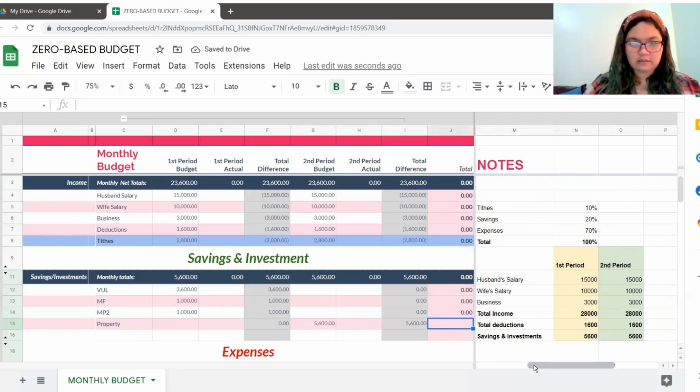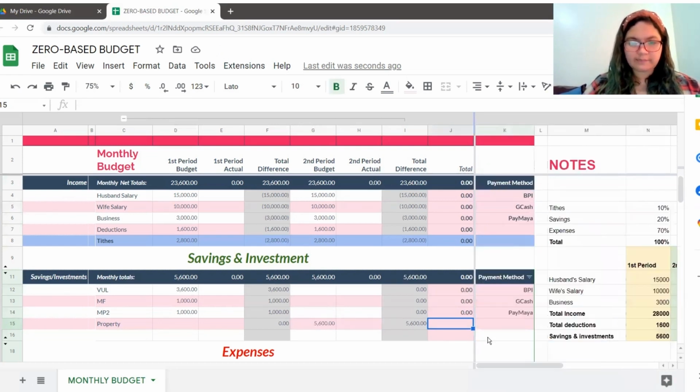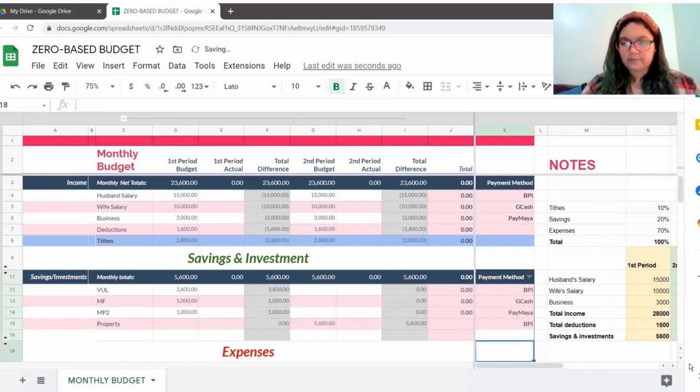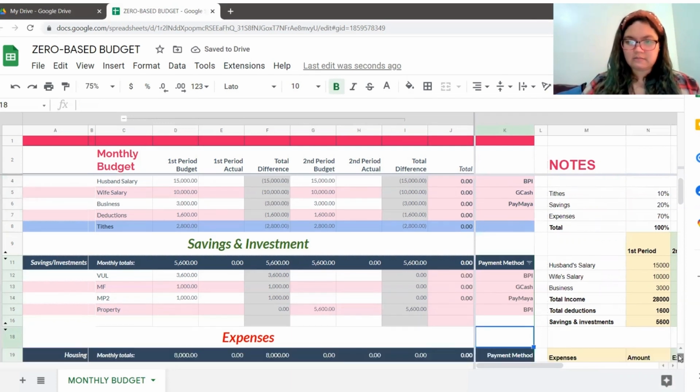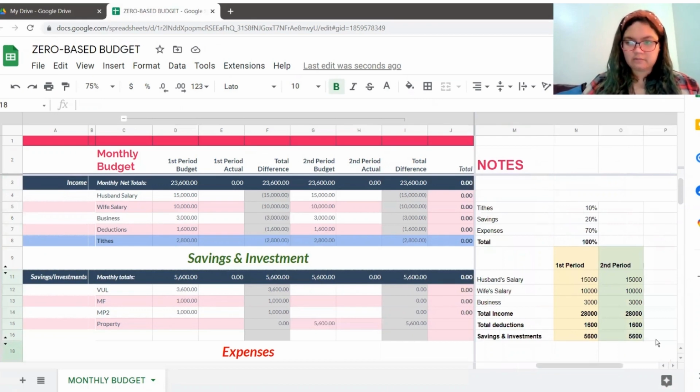And then they're paying through BPI, bank transfer. BPI. Yan. Tapos, yung mga expenses naman.